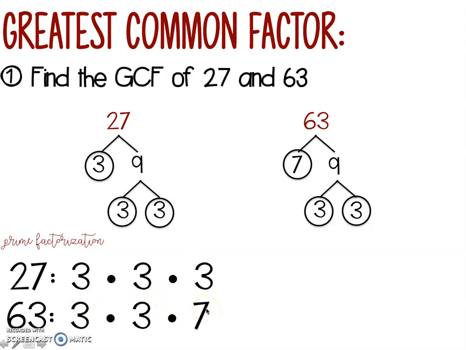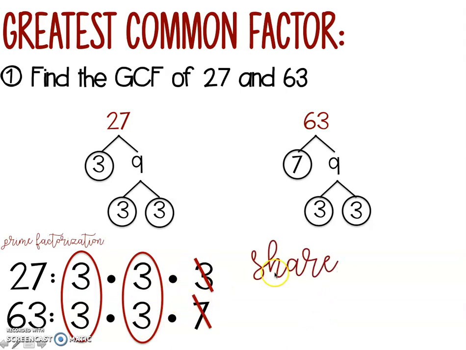Now, the next thing that we're going to do is take a look at our prime factorizations, and circle the prime factors that they share. If we look at our list, we can see that they share a 3. They share another 3. However, they do not share a third 3, and they don't share a 7. So if I come over here, I'm going to write out what they share. Looking back at my list, they share a 3 times 3.